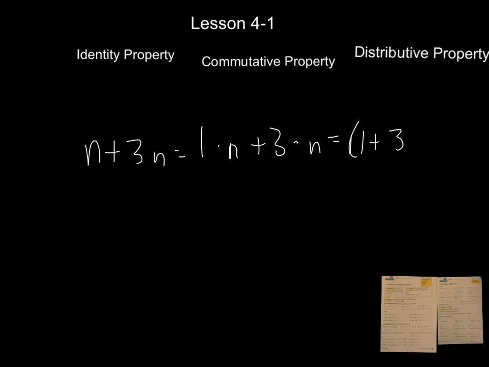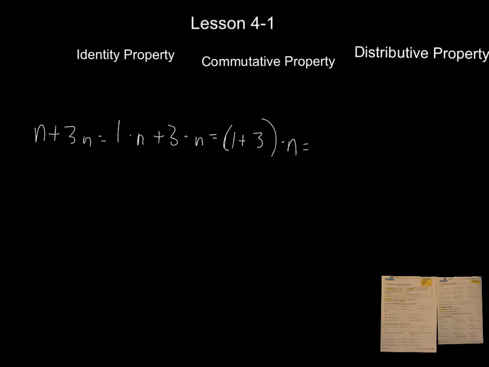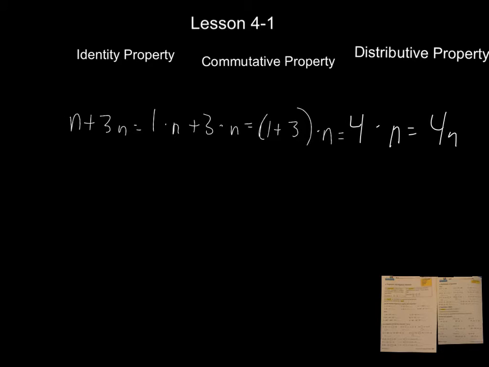So I'm going to write something on the board here. I'm going to write n plus 3n equals 1 times n plus 3 times n equals 1 plus 3 times n equals, I think I need to shrink this down a little bit because I want to add the rest to it, equals 4 times n equals 4n. Okay, that's really long, but I'm going to explain to you what we're doing here.